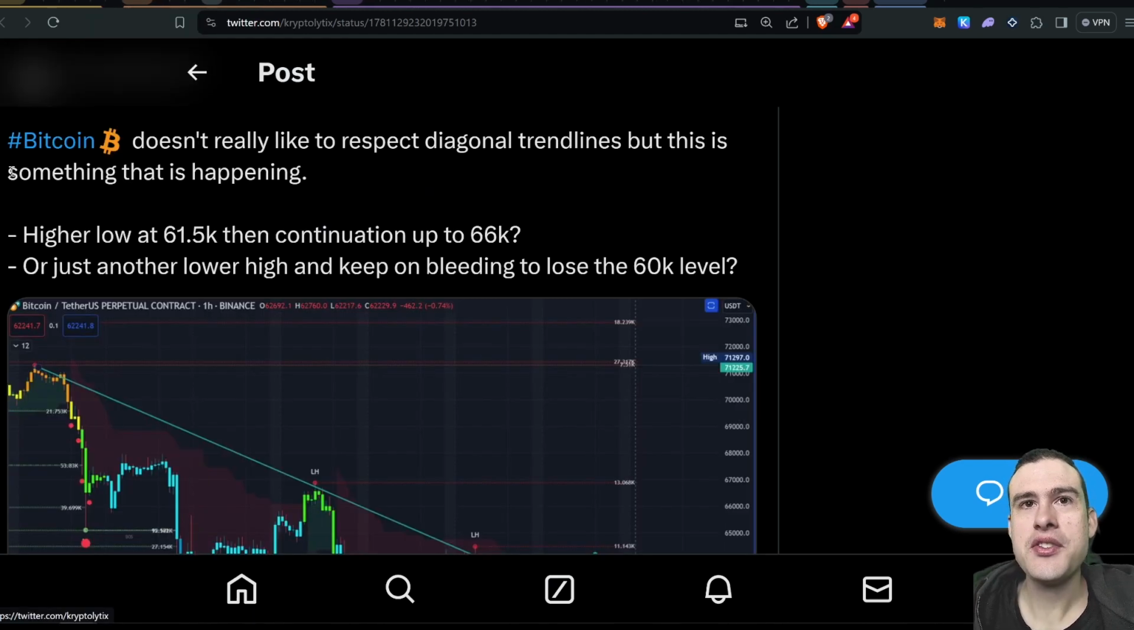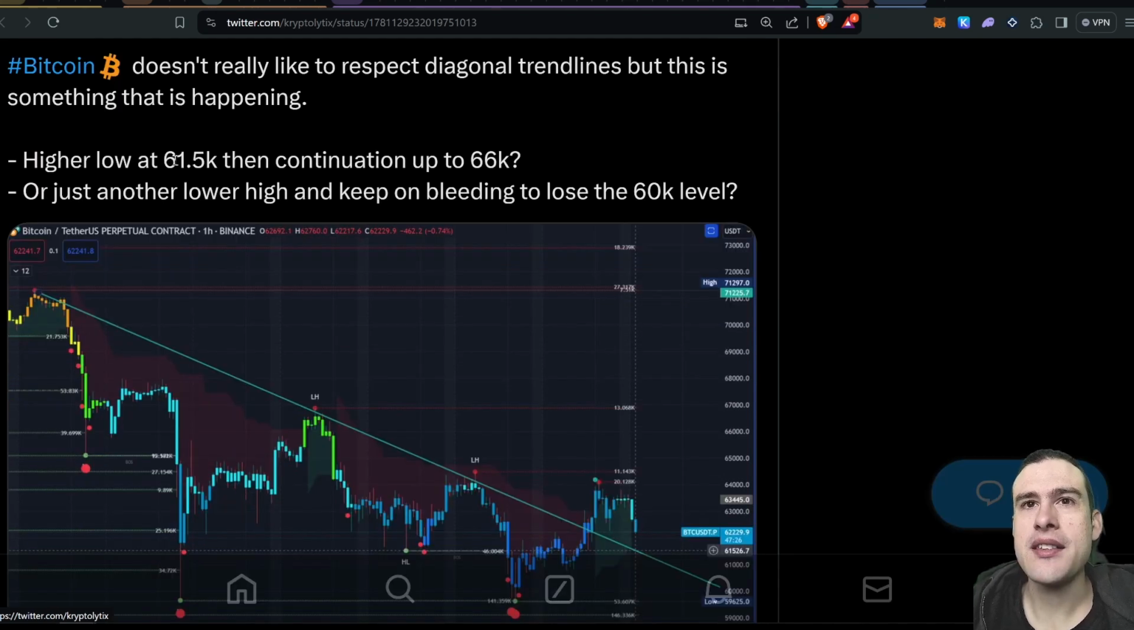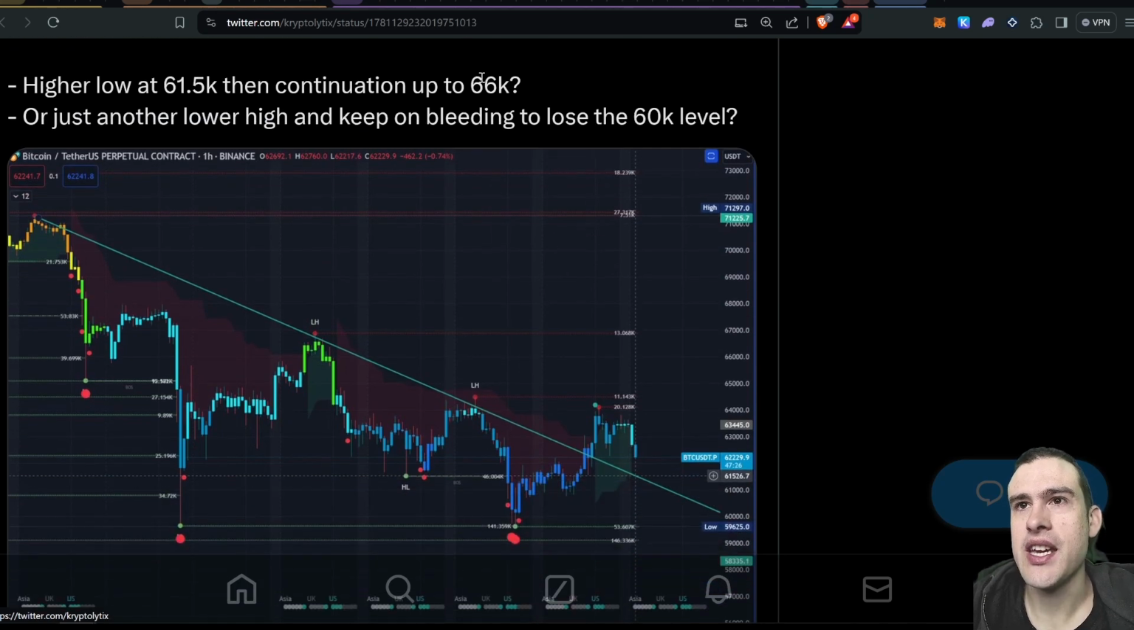Now, as I said in this post, Bitcoin doesn't really like to respect diagonal trend lines, but this is something that is happening. So we've got a higher low at 61.5K, then continuation up to 66K. Well, the answer is yes, because we're literally at 66.8 right now.